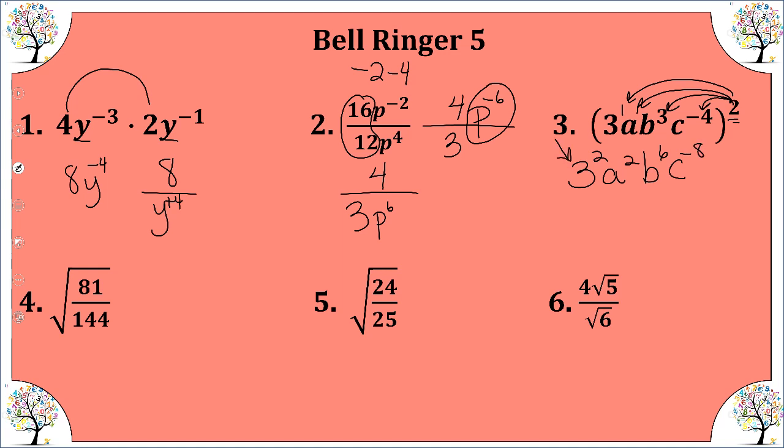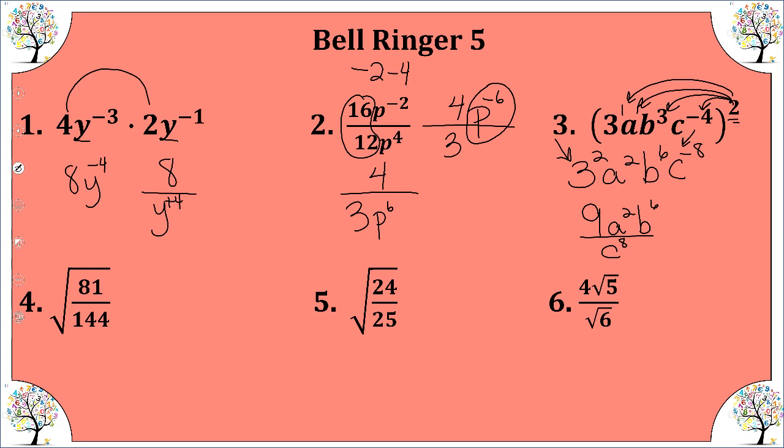We need to evaluate 3 squared and take care of the negative exponent on the factor of c. 3 squared is 9. We have a squared, b to the 6th, all over c to the positive 8. Let's take a look at some radicals.